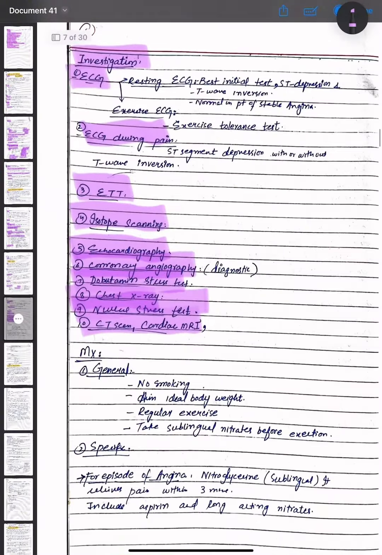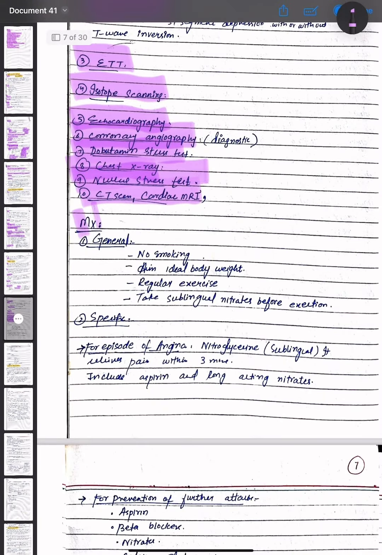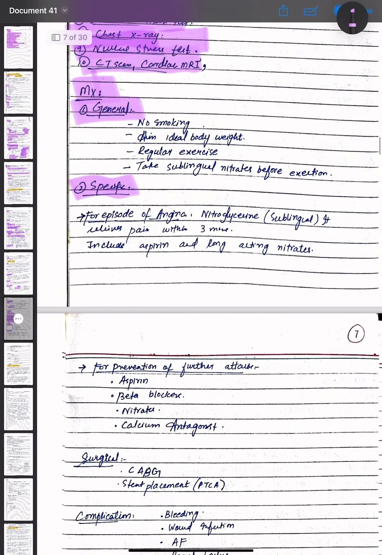The management options are general and specific. In general, smoking is avoided. The aim is ideal body weight, regular exercise, and taking sublingual nitrates before exertion. The specific ones are for the episode of angina. Nitroglycerin sublingual is given. It relieves pain within 3 minutes, which includes aspirin and long-acting nitrates.